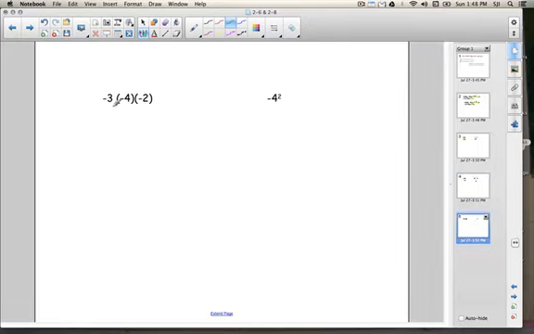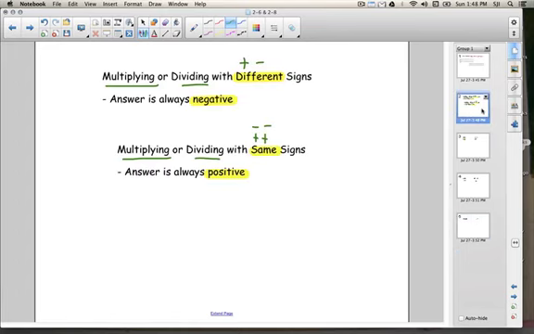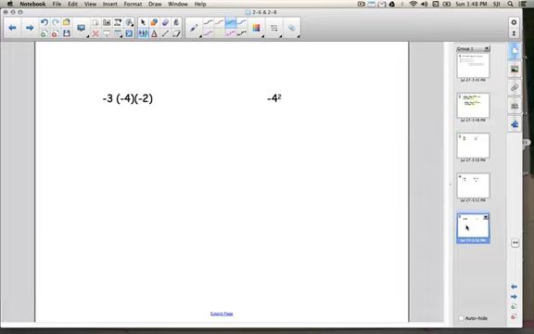Here are the last two examples that we're going to do today. This first one has 3 numbers that we're multiplying together. And these rules right here apply no matter how many numbers you're multiplying or dividing together. What we do is we multiply or divide 2 numbers together, and we get an answer, and then we take that answer and multiply it by the last number. So let's just worry about this first part. What's negative 3 times negative 4? Well, that means we have 2 numbers with the same sign, so our answer is going to be positive. I don't need to write down a positive sign. And 3 times 4 is 12.